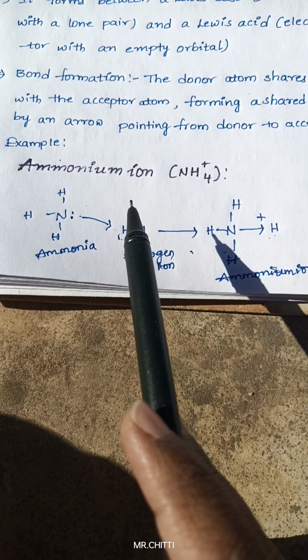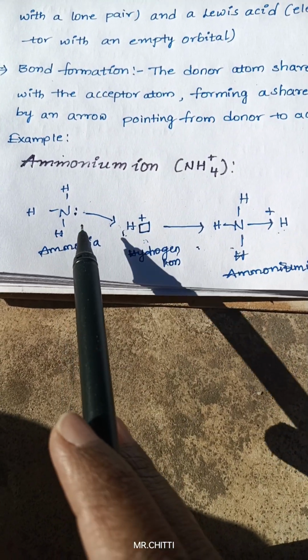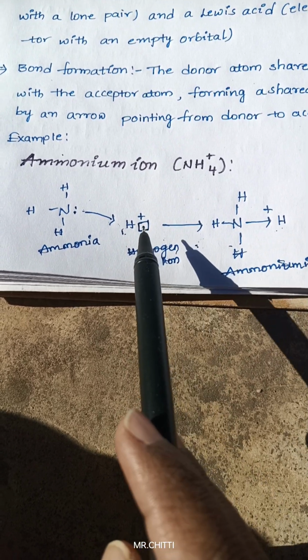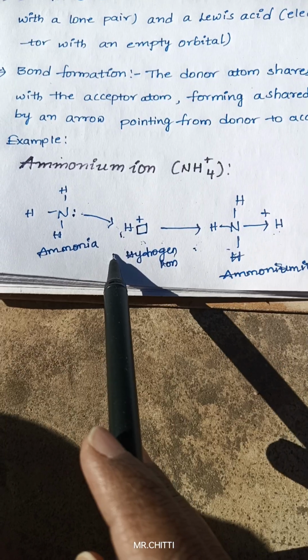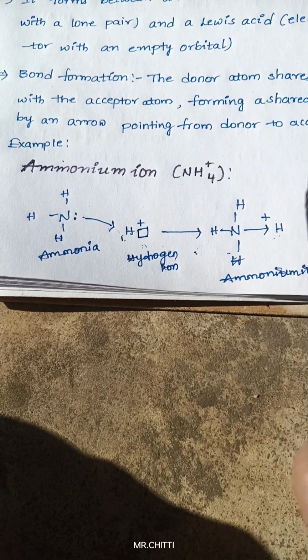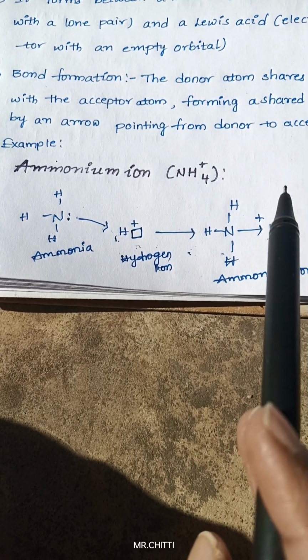Finally, what does a coordinate covalent bond mean? Here the nitrogen atom alone donates its electrons towards the other atom. Only one atom donates both electrons to the other atom. This is called a coordinate covalent bond.